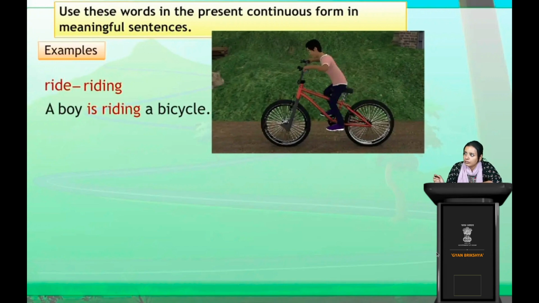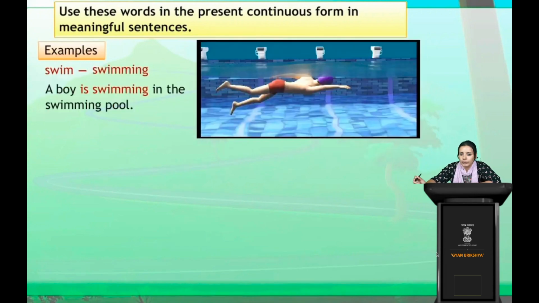What is this, students? The boy is swimming, right? Very good. So he is swimming. Now see, the verb is swim. So swim plus ing, we can say swimming. So the boy is swimming in the swimming pool.